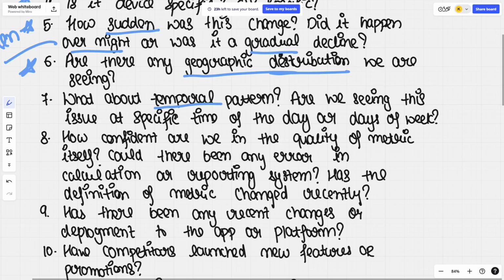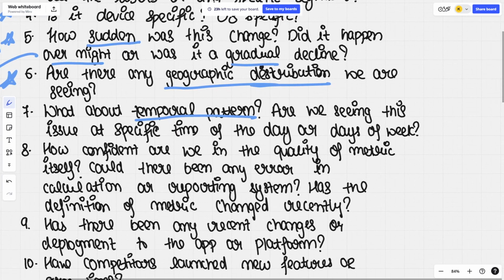What about the temporal patterns? Are we seeing this issue at a specific time of the day or days of the week? This is not a common question, but you can use it, for example, if you have been asked that the number of orders on Zomato has decreased. You can ask the interviewer whether it is happening on specific days like weekends, or at a specific time, in the non-peak hours, let's say 12 to 3 lunch time, or on weekdays where people may not be ordering a lot of food.